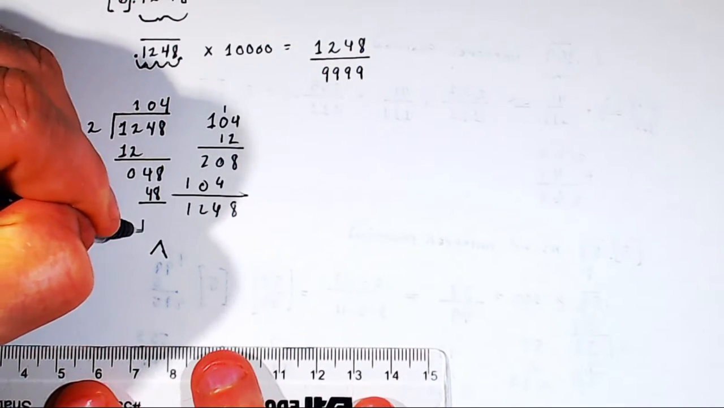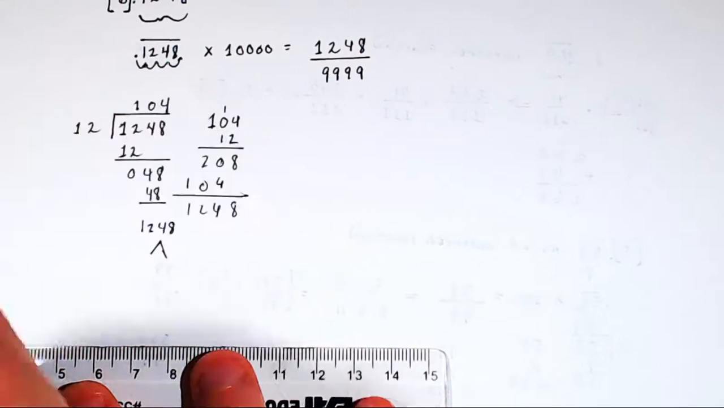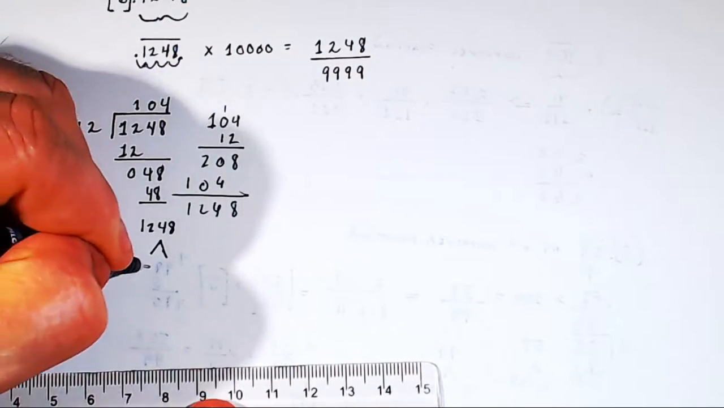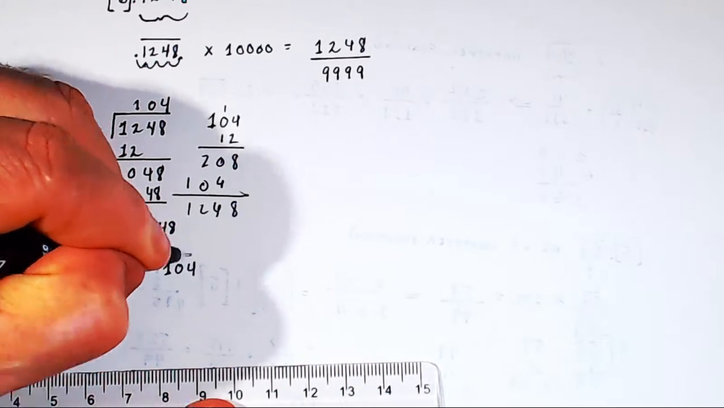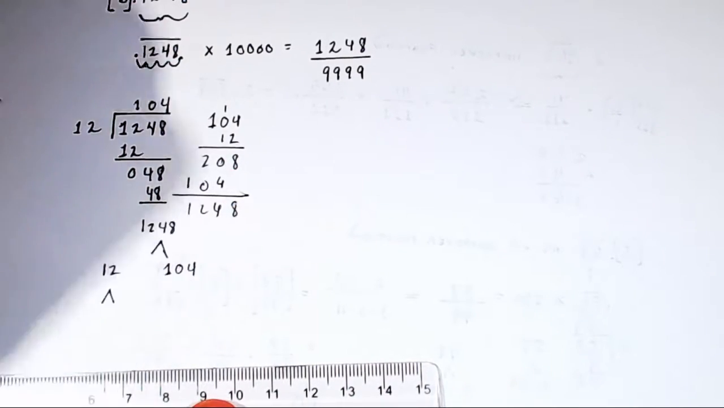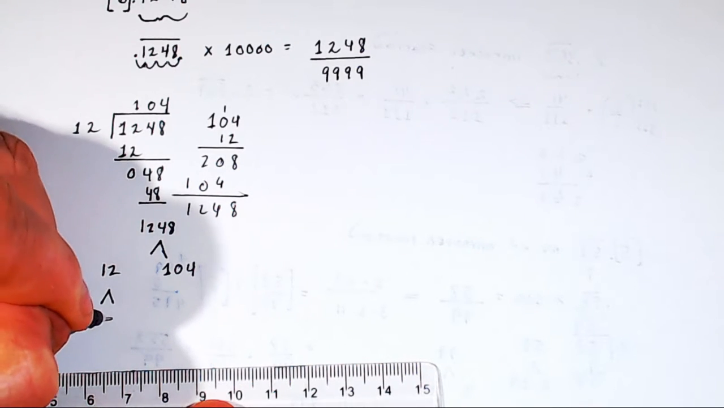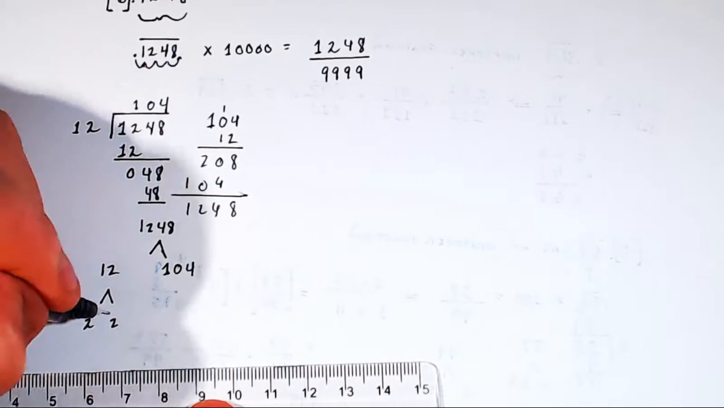Okay, so here's what we can write down. I have 1248, and I want to find the prime factors of that. Well, 12 times 104. Okay, 12 can be prime factored as 2 and then 2 times 2.